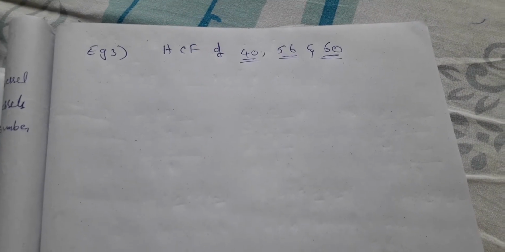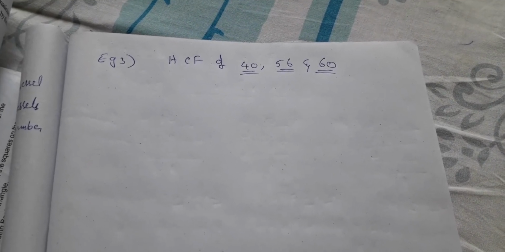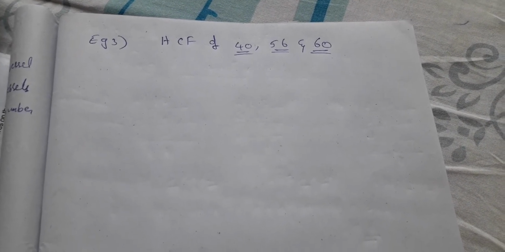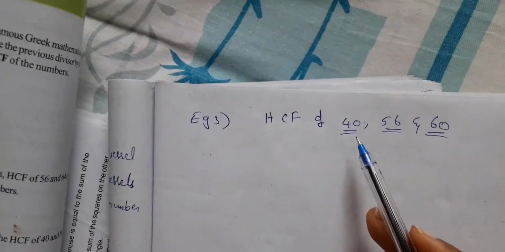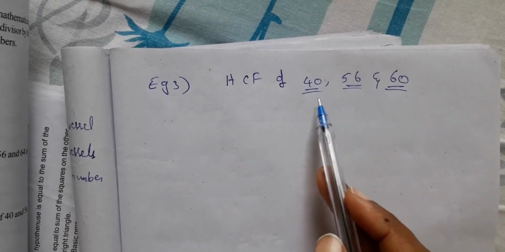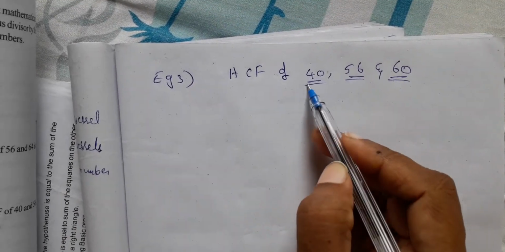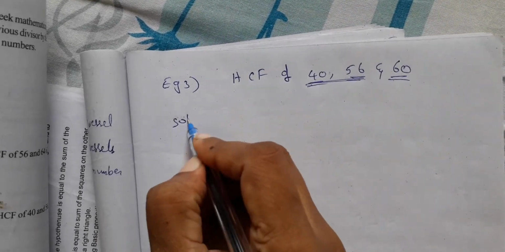Right, children, next let us see one more example under the continued division method, so that it will be clear to you how to find the HCF based on the continued division method. What are the numbers given to us? The numbers given are 40, 56 and 60. What is the condition? First you have to take the smaller numbers. Solution.